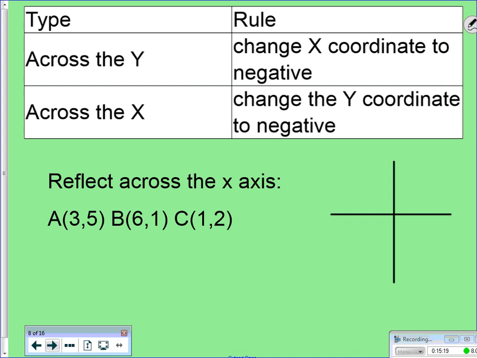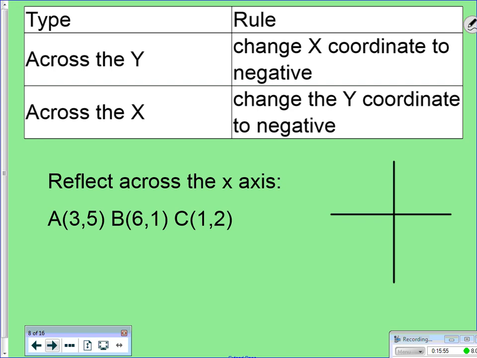So this is just for reflection. With translation, that's where you have to add to the y or subtract from the y or x, vice versa. This is just for reflections. Then you just flip the sign. So really you could say, change the x sign, change the y sign.